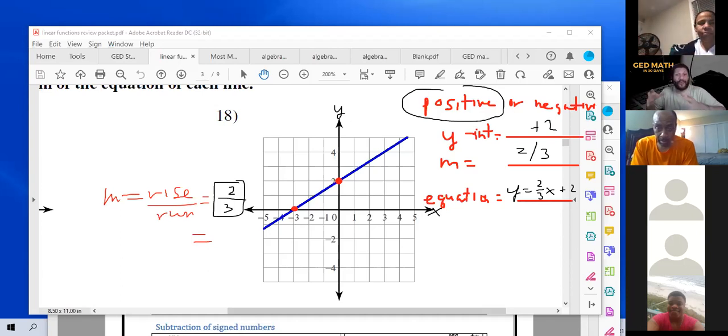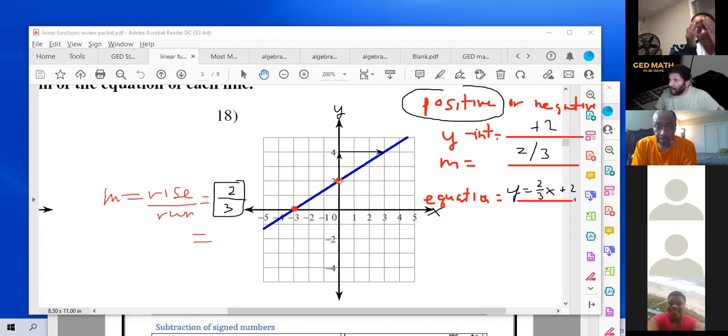So what does the slope actually mean? Slope is a constant rate of change. That means a slope of 2/3 means for every 2 that I go up, I need to go over 3, and that point will be on the line. Let me show you. I think this is what you mean. 1, 2. 1, 2, 3. I'm on the line again.